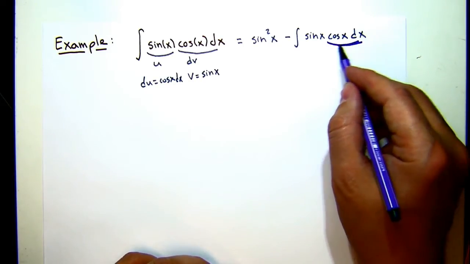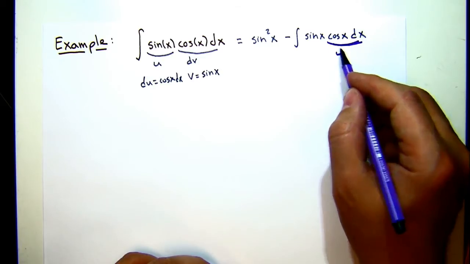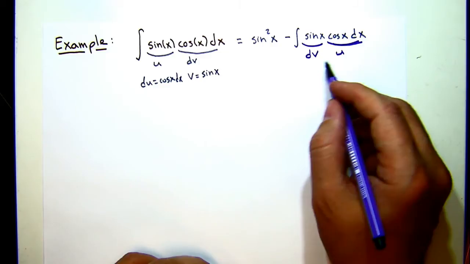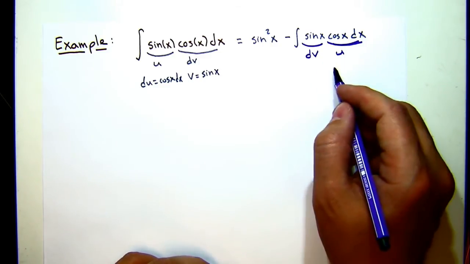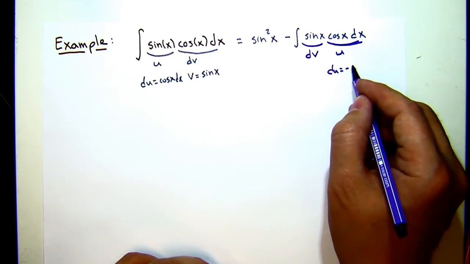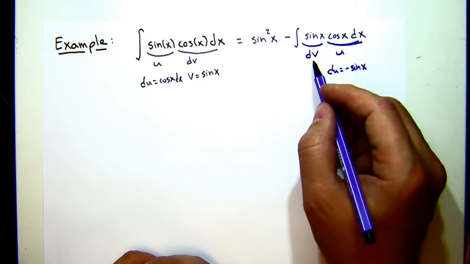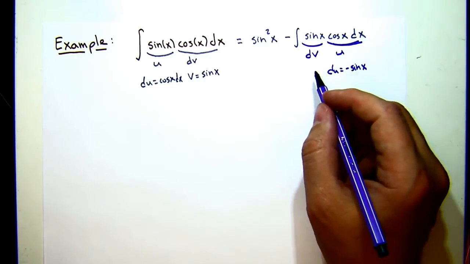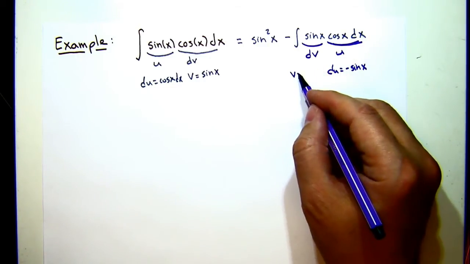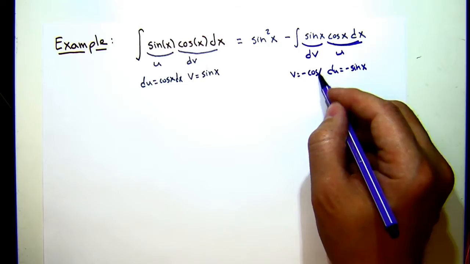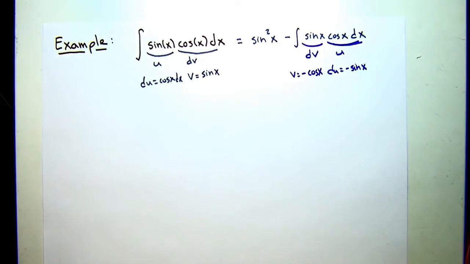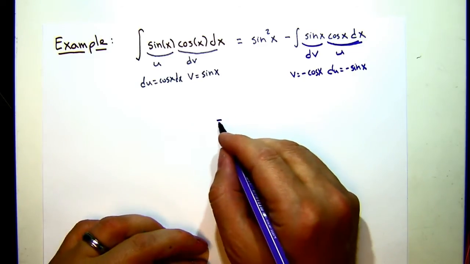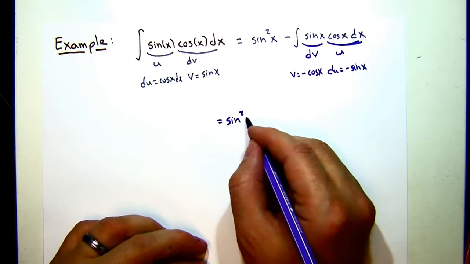Now, this time, let's make the cosine x u, the sine x dv. So in other words, u is cosine x, du is negative sine. What's the integral of sine? Well, the integral of sine is negative cosine. Okay. So let's be careful here.